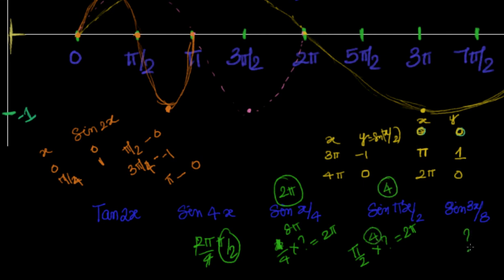You can try this one: 3 by 8 into question mark is equal to 2 pi. Then what is your period? So that you can find it out.